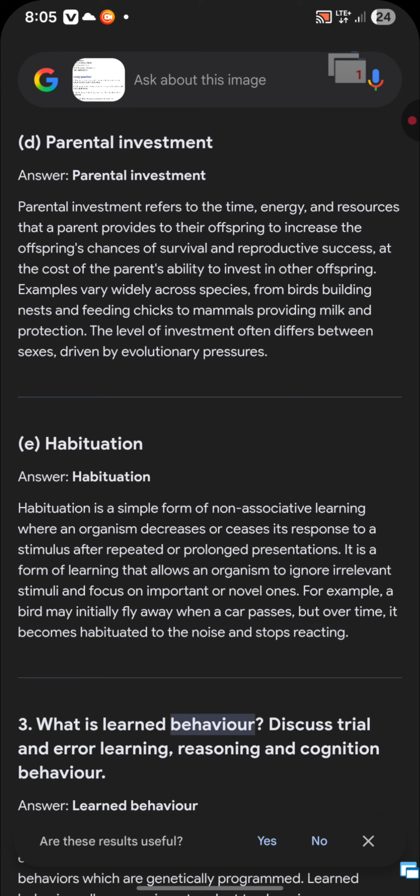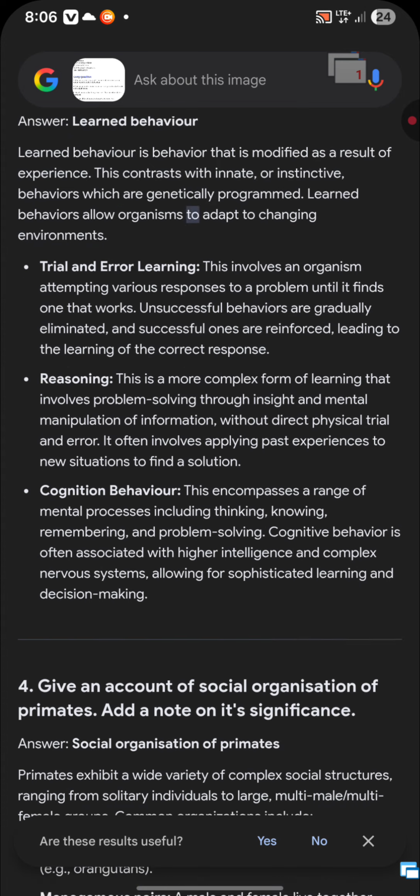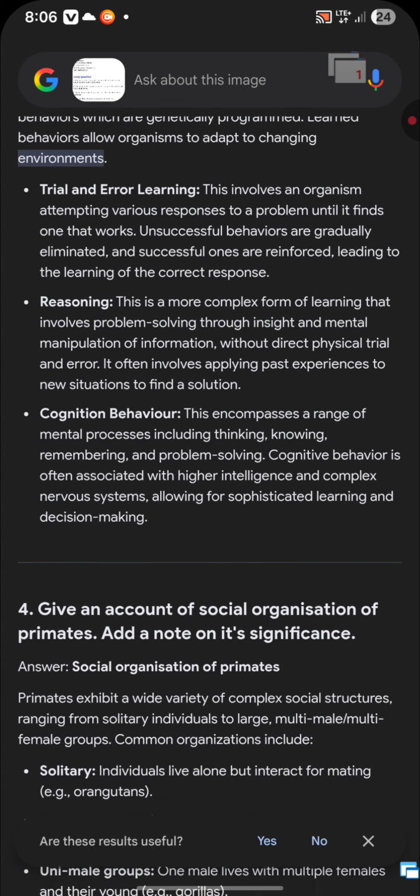3. What is learned behavior? Discuss trial and error learning, reasoning and cognition behavior. Answer. Learned behavior. Learned behavior is behavior that is modified as a result of experience. This contrasts with innate, or instinctive, behaviors which are genetically programmed. Learned behaviors allow organisms to adapt to changing environments.